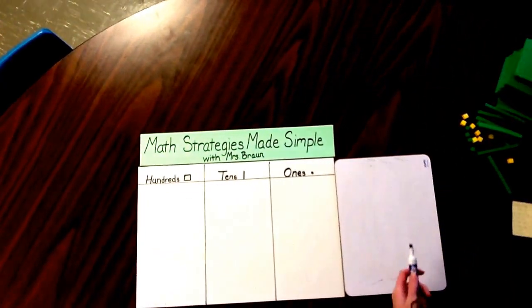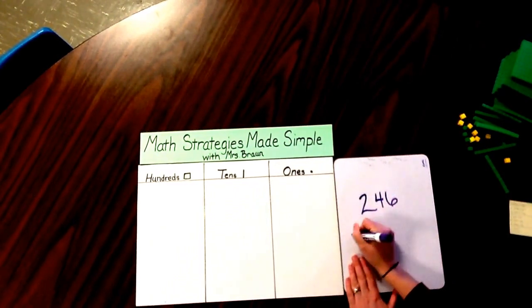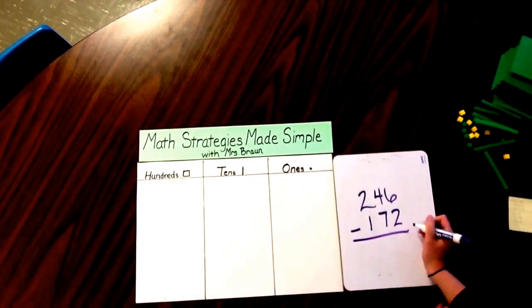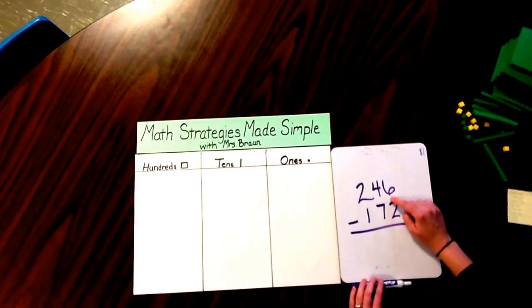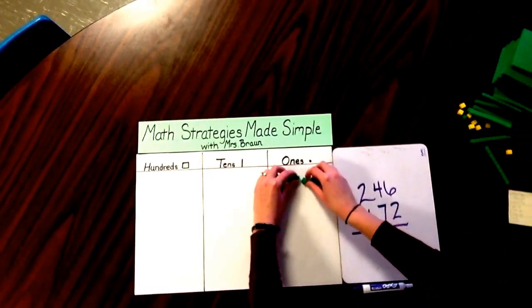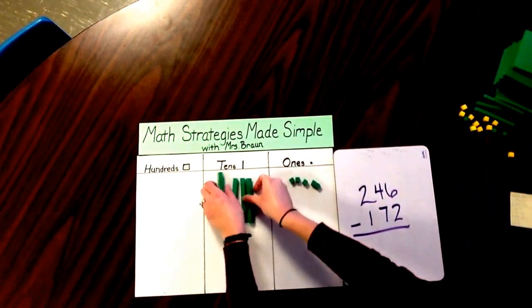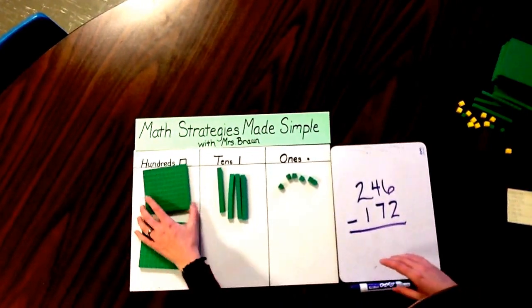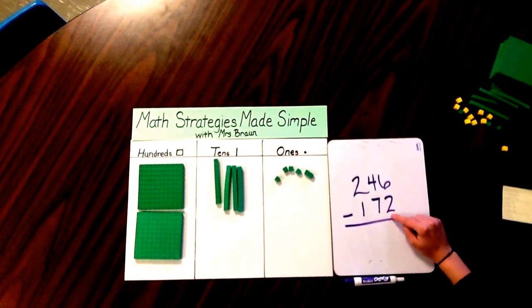Alright, now we're going to look at 246, and we're going to take away 172. So again, I'm going to start by representing this top number, 246. In the ones place, I've got 6 ones. In the tens place, I have 4 tens. And in the hundreds place, I have 2 hundreds. I'm going to take away 172 starting in the ones place.